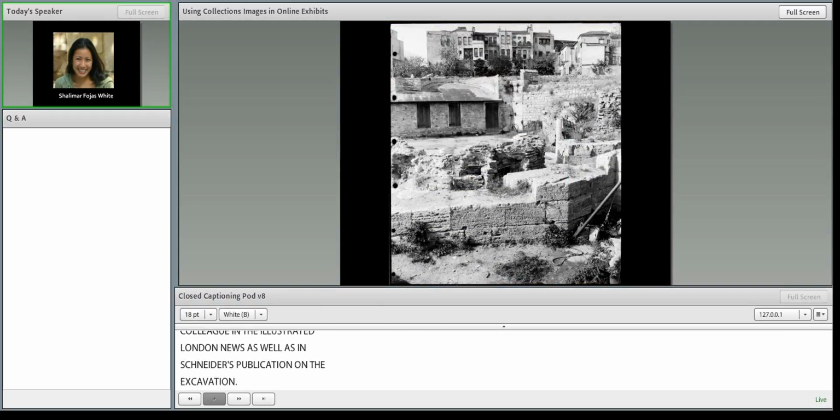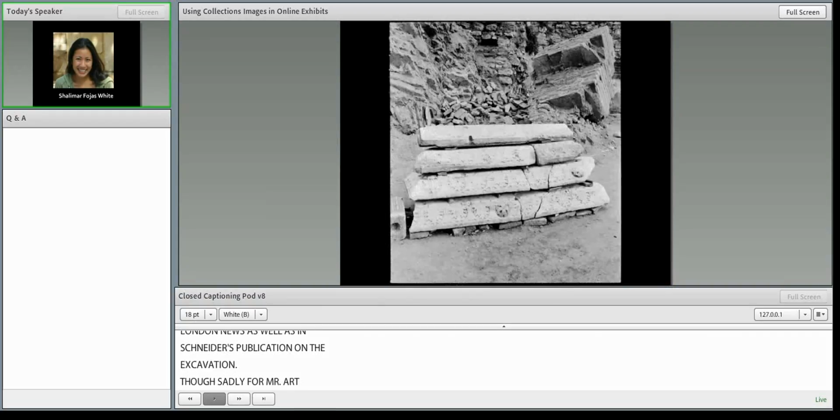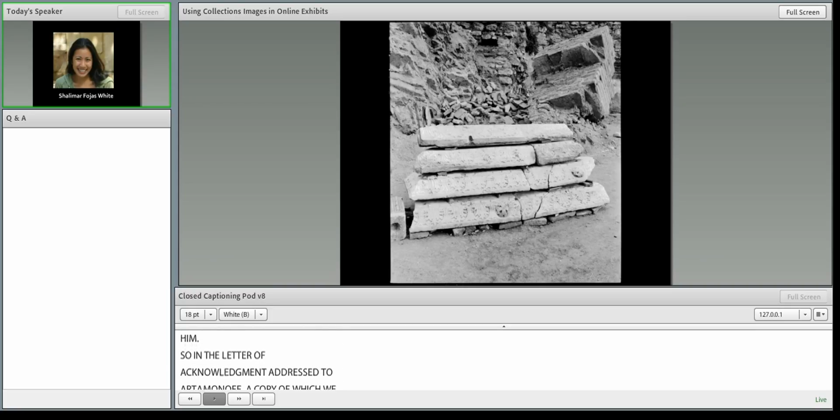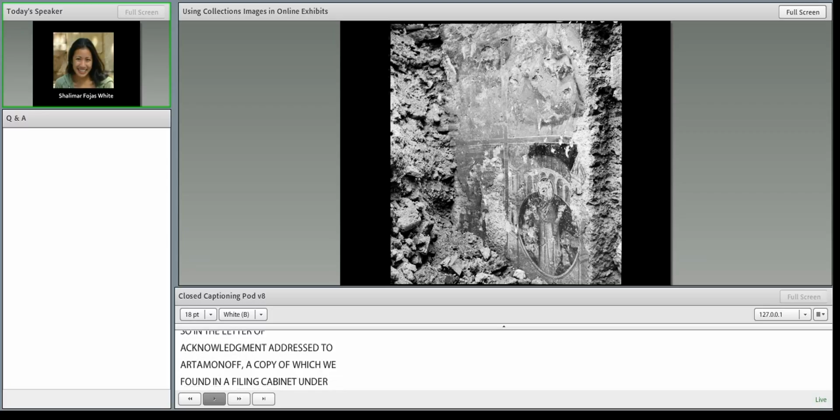So in the letter of acknowledgement addressed to Artamonoff, a copy of which we eventually found in a filing cabinet under Washington, D.C. Miscellaneous, Ernst Kitzinger, then the director of Byzantine Studies at Dumbarton Oaks, specifically cites these photographs of St. Euphemia's frescoes as absolutely invaluable to the field.